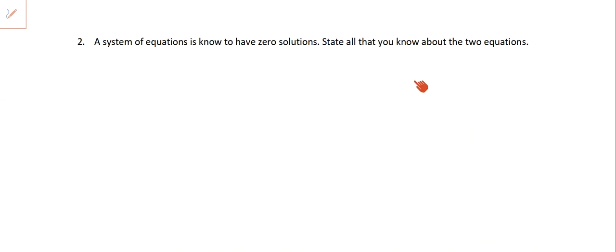Next question. You are going to whinge, I think, at yourself, hopefully. This has got nothing to do with question 1, by the way, that's why it's labelled question 2. A system of equations is known to have 0 solutions. State all you know about the 2 equations. Anyone figured this out since?